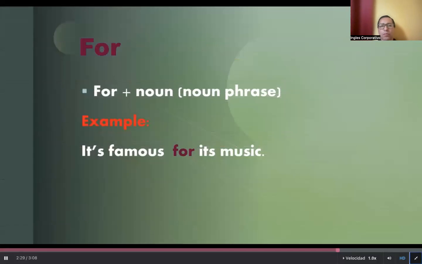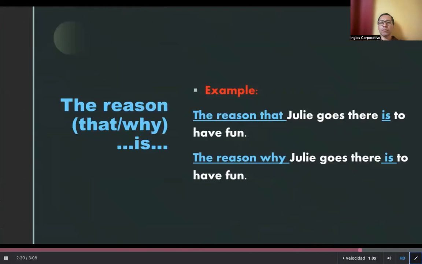For plus noun or noun phrase. It's famous, well-known, popular for its music. The reason that, the reason why, is. The reason Julie goes there is to have fun. Or the reason why Julie goes there is to have fun.